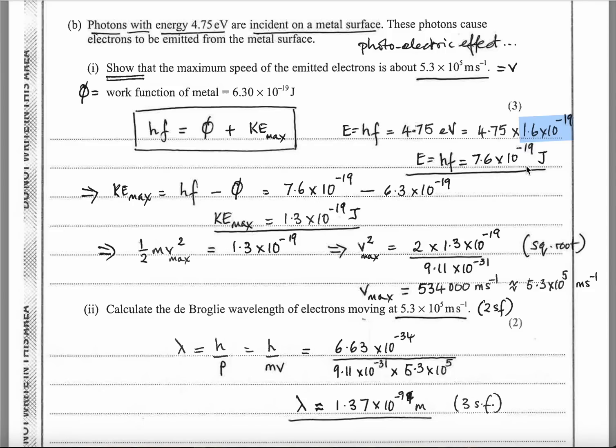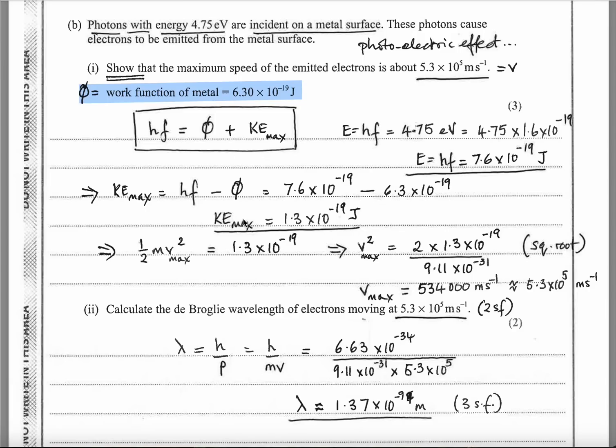So this is how much energy 4.75 electron volts is in joules. So now we've got the energy of the photon in joules. We know the work function in joules, given to you here. So the difference between these two values is going to be the maximum kinetic energy. The maximum kinetic energy is simply the difference between the two values, which comes out to 1.3 times 10 to the minus 19 joules.